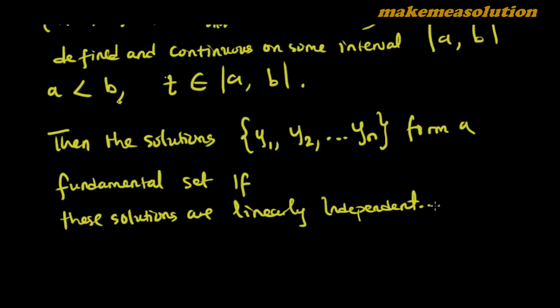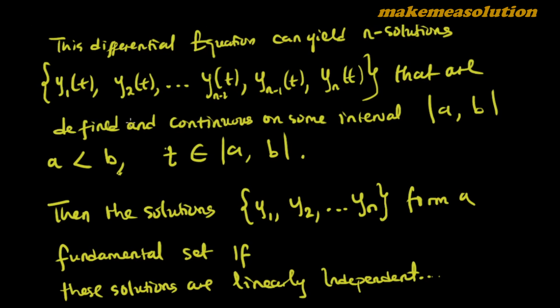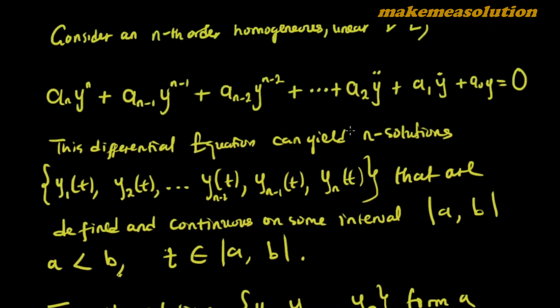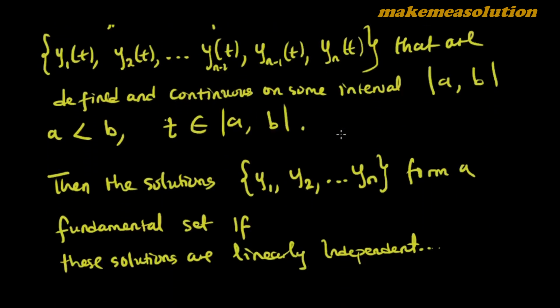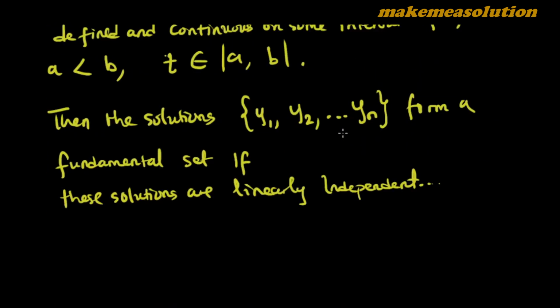So each of these n different solutions that emanate from this nth order homogeneous differential equation should be linearly independent. If they are linearly independent, then they form a fundamental set. So these solutions form a fundamental set if they are linearly independent. And one of the quickest tests we use for linear dependence and linear independence is using the Wronskian.